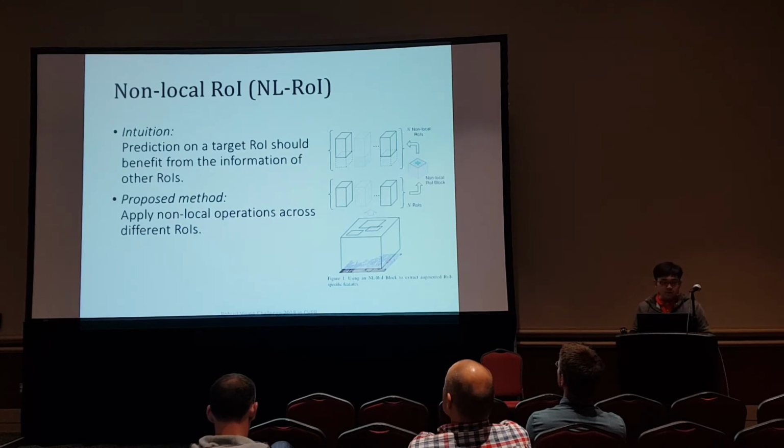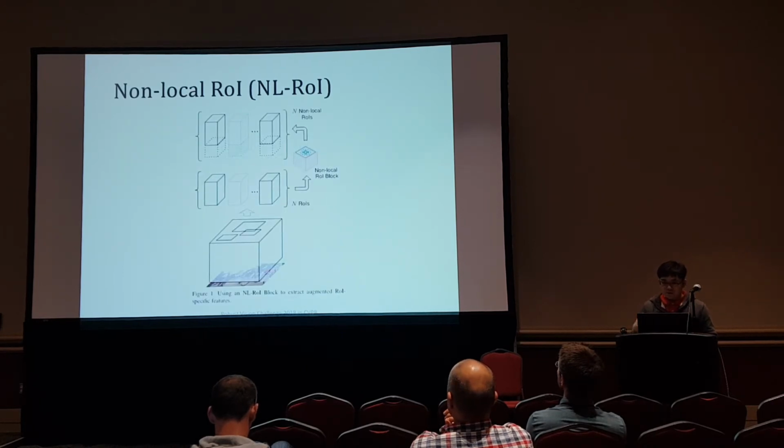So the basic intuition about our work is very simple. Let's repeat it again. Prediction on a target ROI should benefit from the information of other ROIs. And we propose to use non-local operations across different ROIs to achieve that. This figure shows how we apply the non-local ROI block to enhance the feature for each ROI. This is just one of the possible implementations of it.